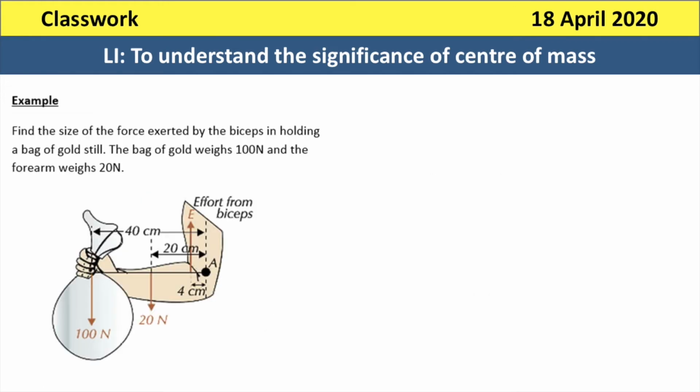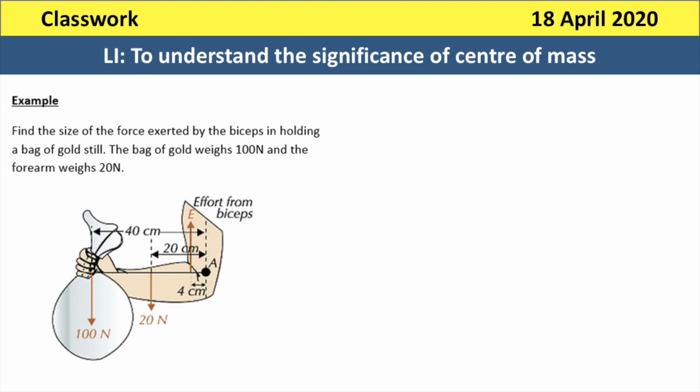Let's have a look at a second and more complicated example. We've been asked to find the size of the force exerted by the biceps in holding this bag of gold still. The bag of gold weighs 100 newtons and the forearm weighs 20 newtons. Now this is more like what will come up in the exam because there's more forces involved. There's actually 3 forces here.